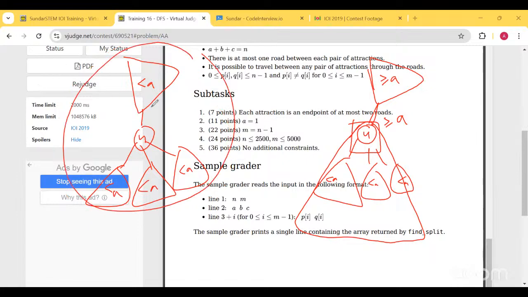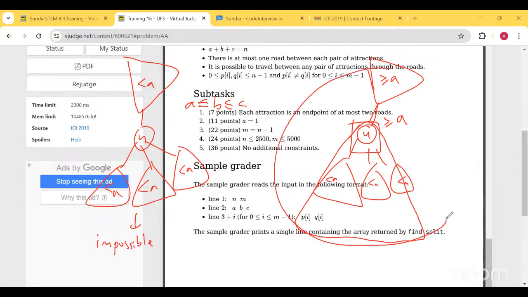Yes, this is impossible. Why? Because if we want to get a component with size A, where A is the minimum of the three values, it means we shall choose this node, right? We shall choose this node. But if this node is chosen, then we cannot create a component with size B, right? Why? Because if this is chosen, the component is less than A, and of course also less than B. Alright, yes, so in this case, this is impossible.